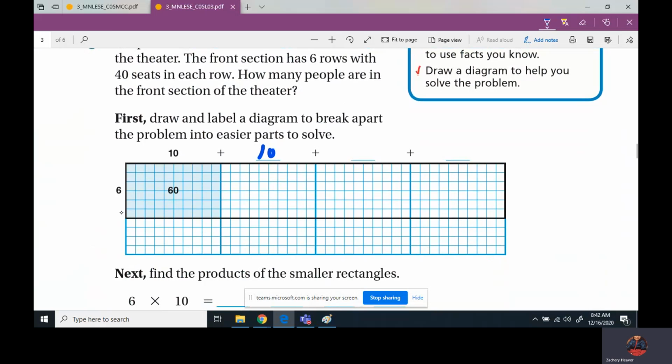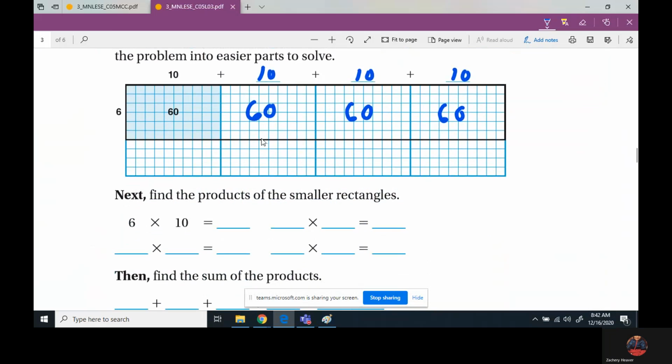10 plus 10 plus 10 plus 10. Because 10 plus 10 is 20, plus 10 is 30, plus 10 is 40. And they already did it. 6 times 10 is 60. So this block's going to be 60. This block's going to be 60. This block's going to be 60. So they broke it up.